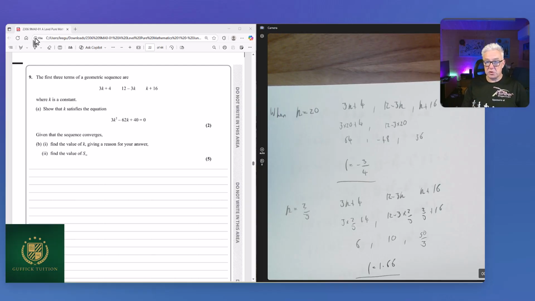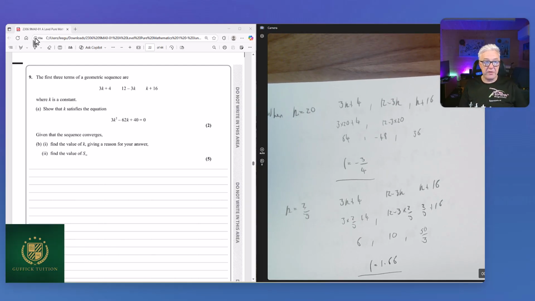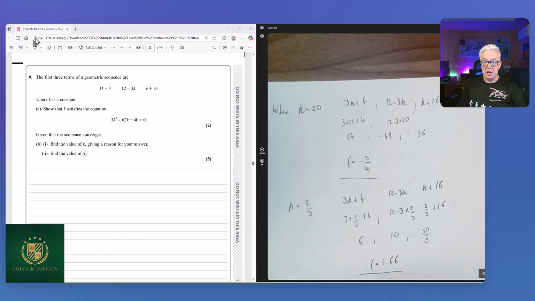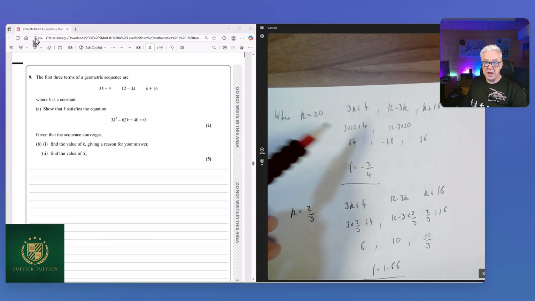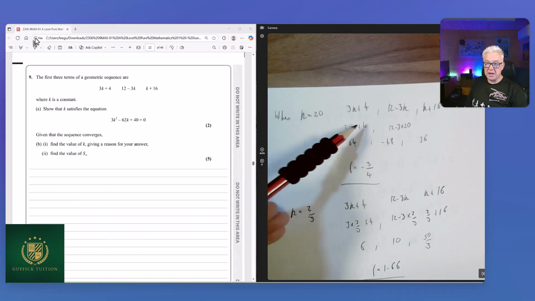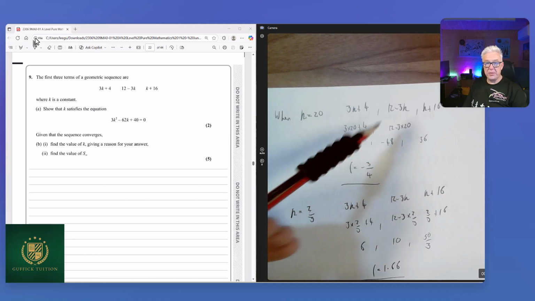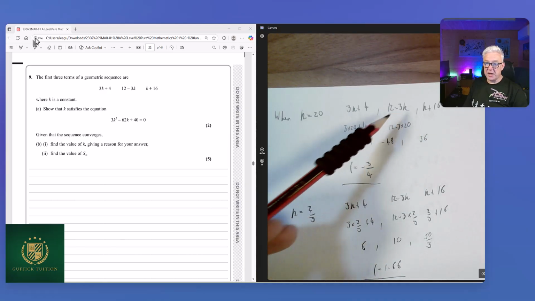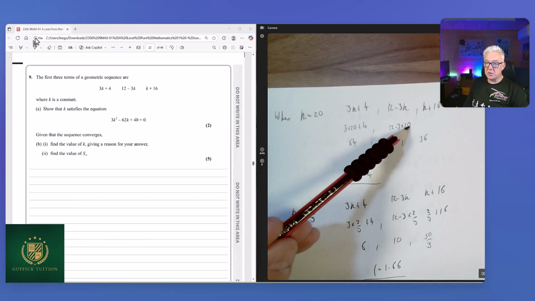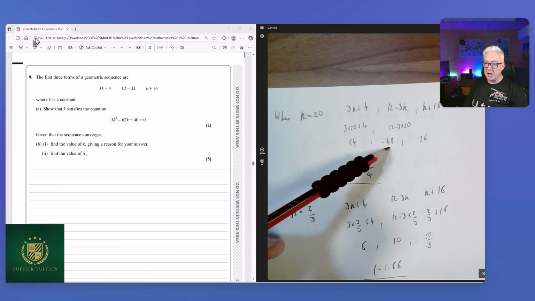So let's first try and see what our sequence looks like when k is equal to 20. The sequence goes 3k + 4, so we'd have 3 times 20 + 4, so that's going to be 64. The second term is 12 - 3k, so 12 - 3 times 20 is going to give us -48.